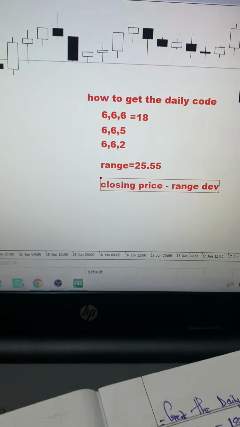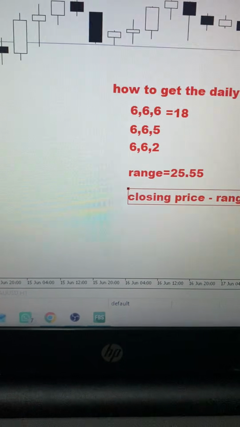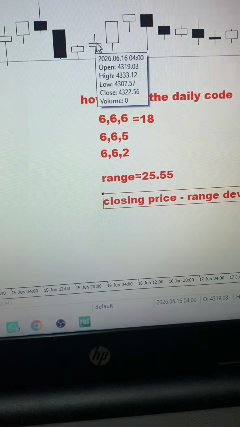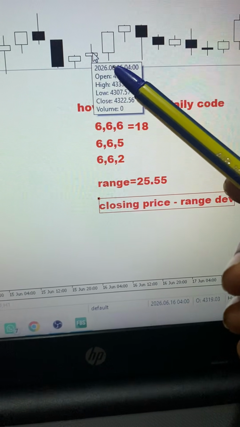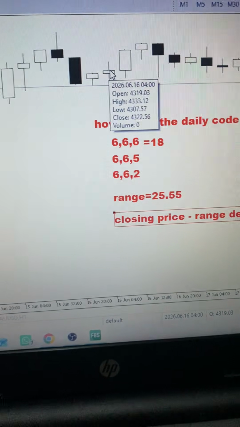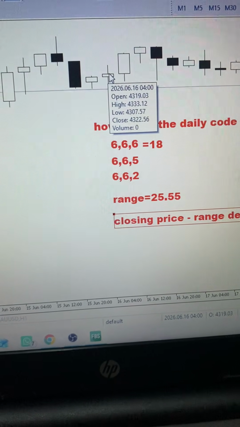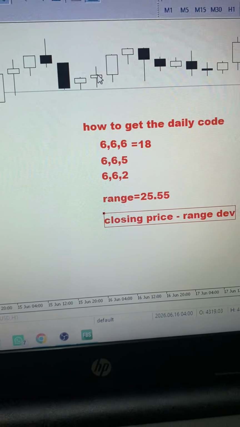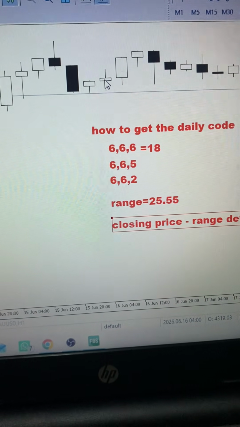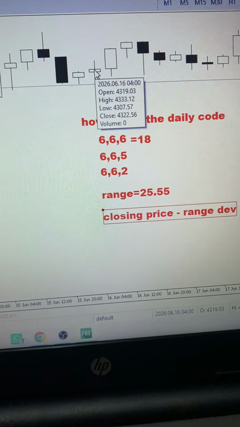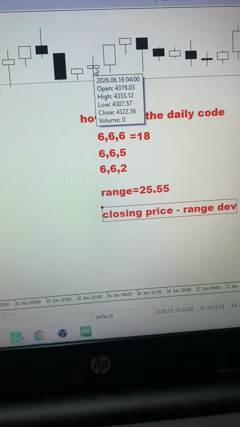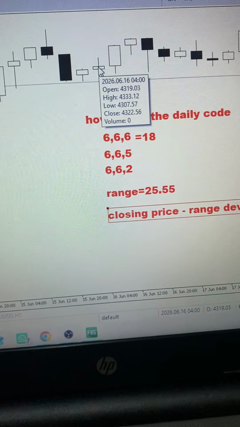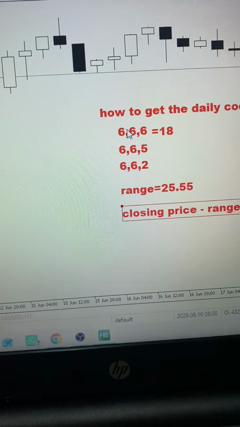Now I will use yesterday's price action, which was on the 16th. If I come to this 4-hour chart, to this 4-hour candle, this one, I will see it was June 2026. So I taught you in part one how to get the daily code. You take the month code, year code, and the daily code. The most important thing here is the last digit of the year, the last digit of the month, and the last digit of the daily code. So it will be 666, and that will be your daily code.